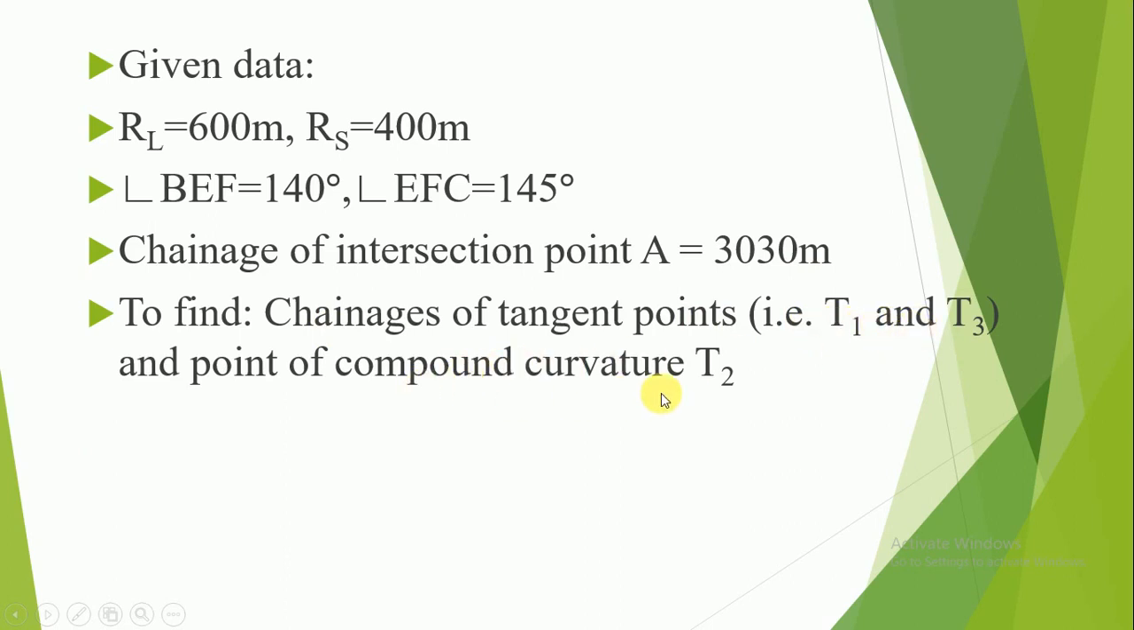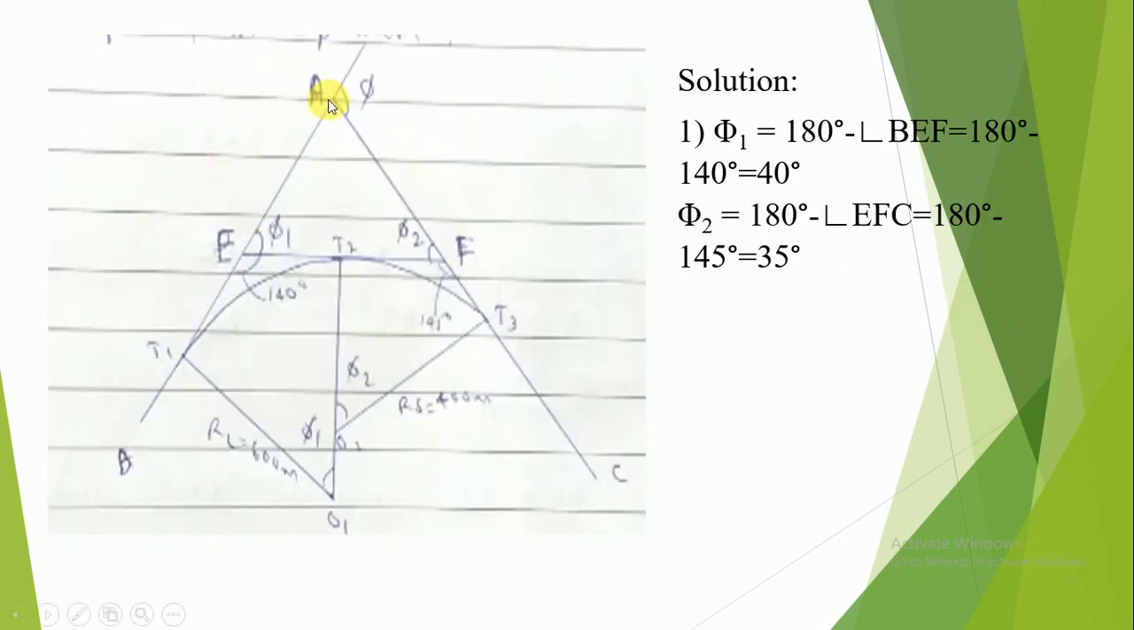First of all, we'll draw the diagram, because unless and until we have the deflection angles phi1 and phi2, we will be unable to calculate the tangent lengths, curve lengths, and correspondingly the chainages of T1, T2, and T3. We will also be unable to apply the sine rule. So first we will draw the sketch. In this sketch, this is the intersection point A, where AB and AC intersect, and EF is the common tangent.